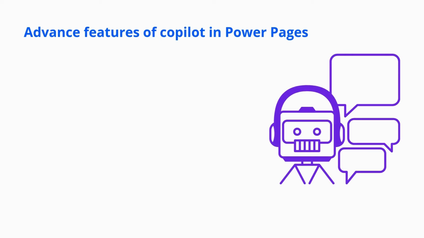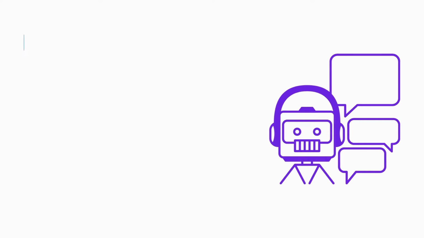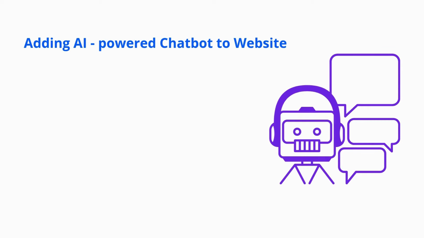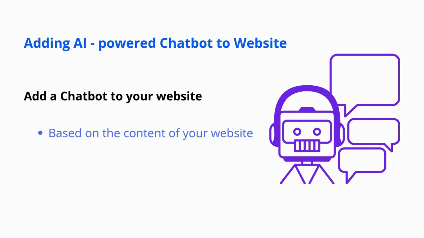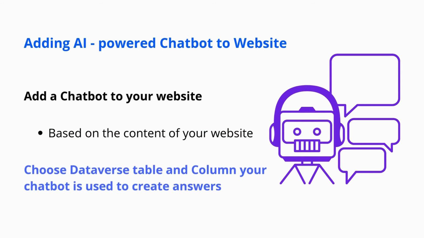Advanced features of Copilot in Power Pages. AI-powered chatbot integration. Easily add a chatbot to your website. The chatbot is context-aware. It pulls answers based on your site content. You can extend its knowledge by connecting to specific data tables and fields. It improves user engagement and self-service on your site.